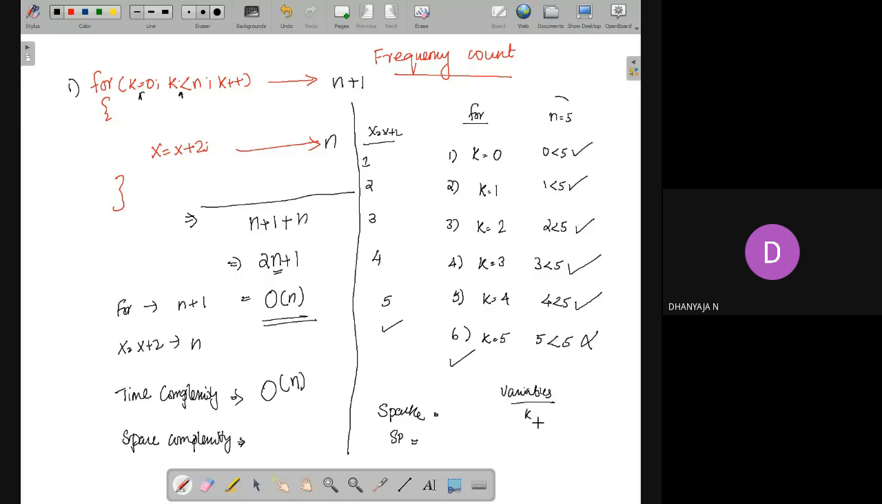k is there, n is there, then x is there, isn't it? Yes or no? Yes. Okay.